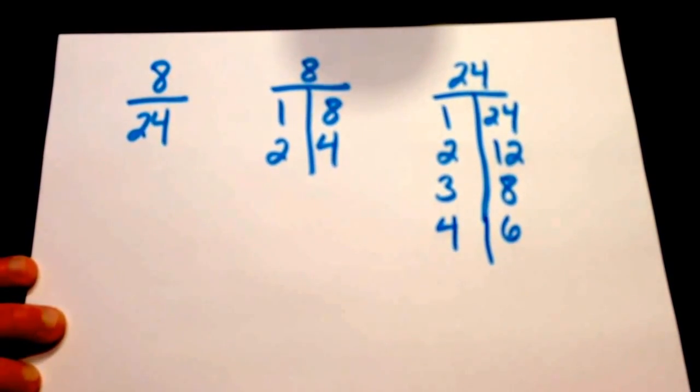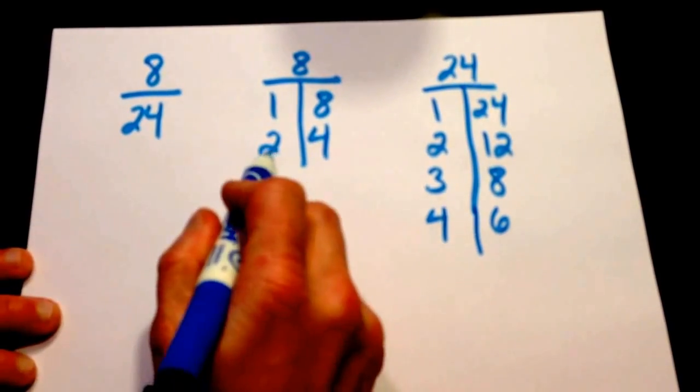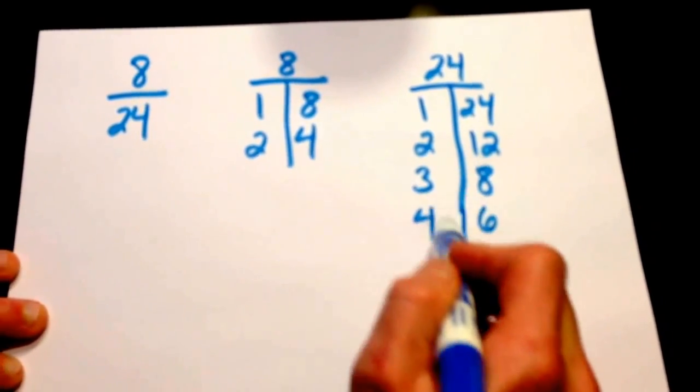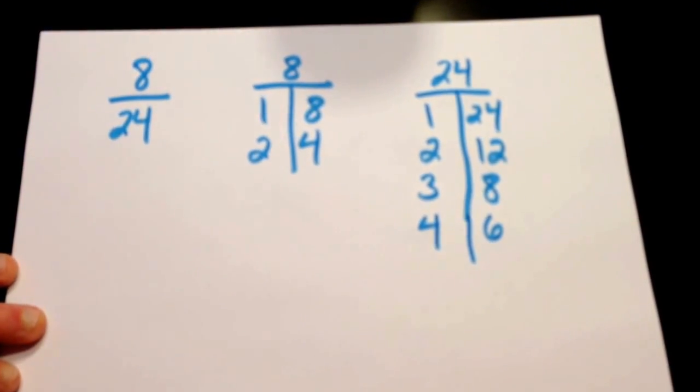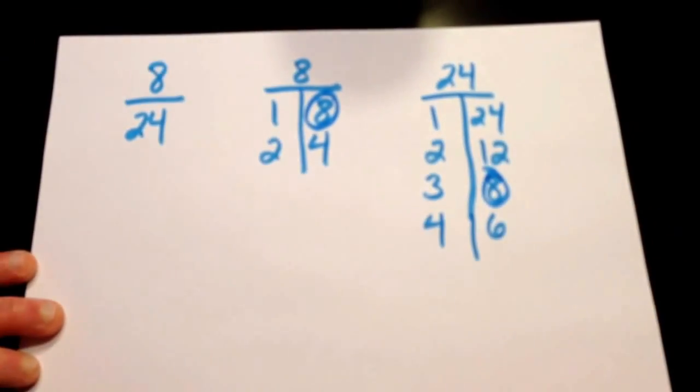So let's find out our greatest common factor. We see that they have the number 1 in common, they have the number 2 in common, they have the number 8 in common, and they have the number 4 in common. But which one is the biggest number they have in common? That would obviously be the 8.